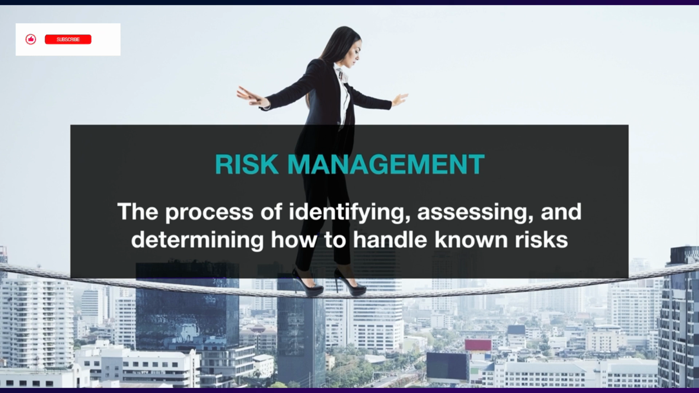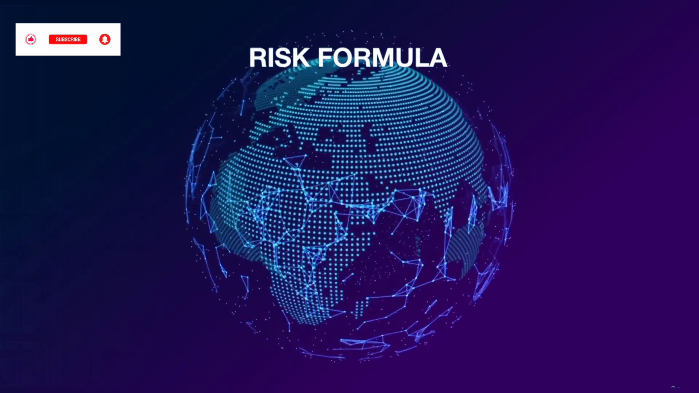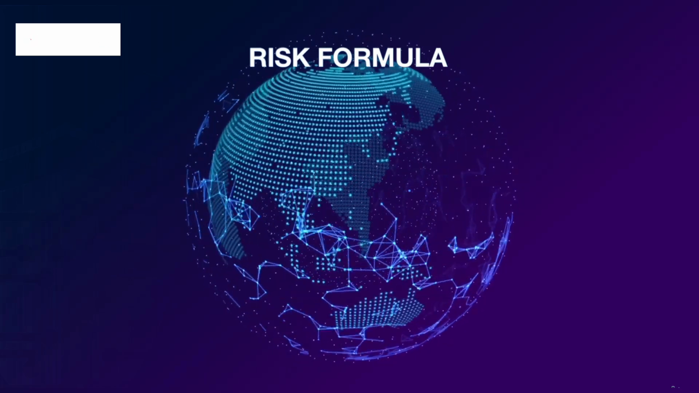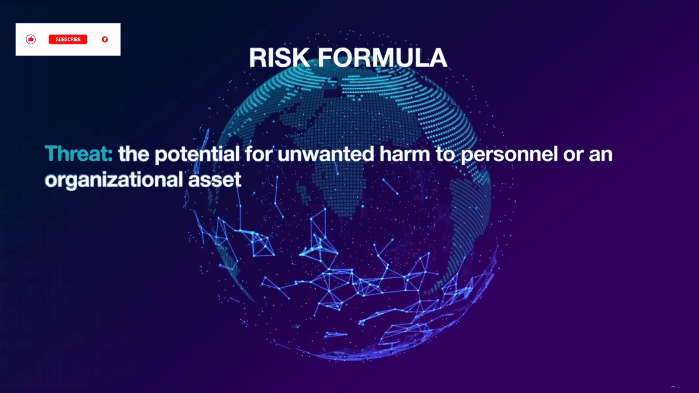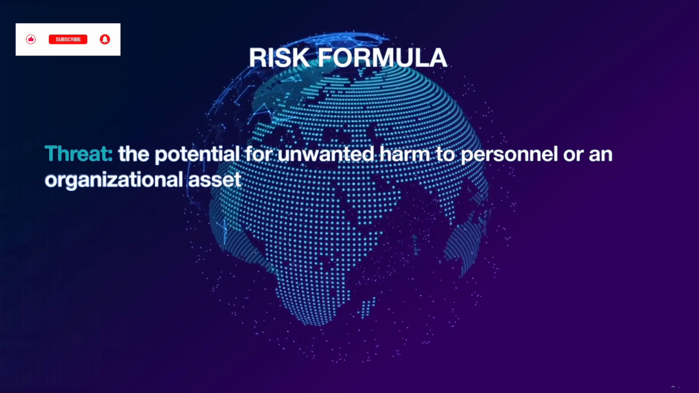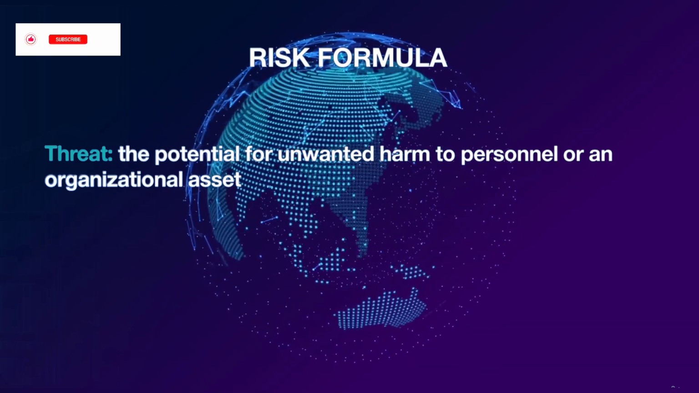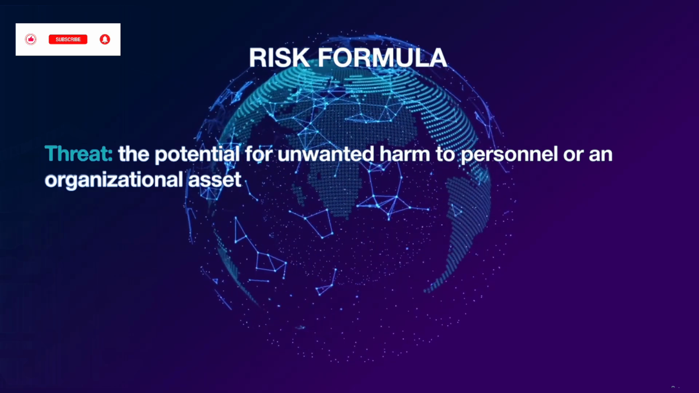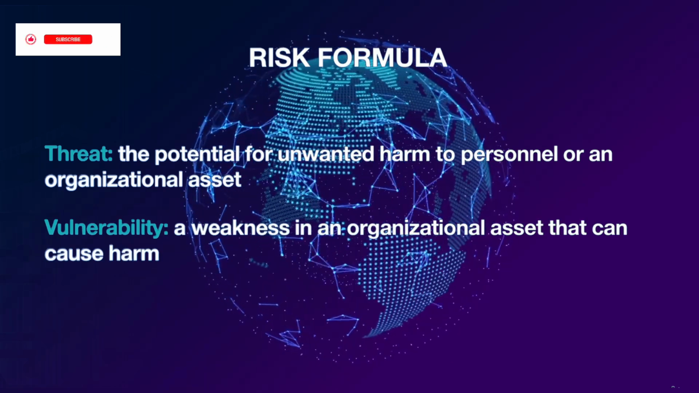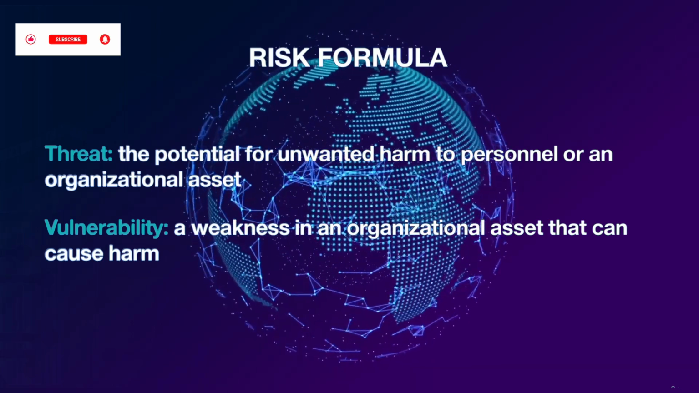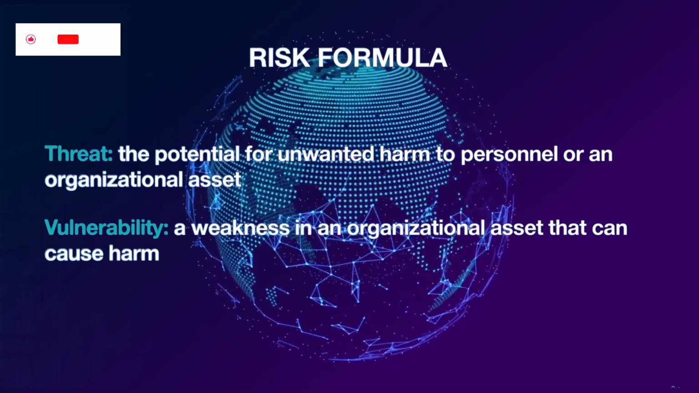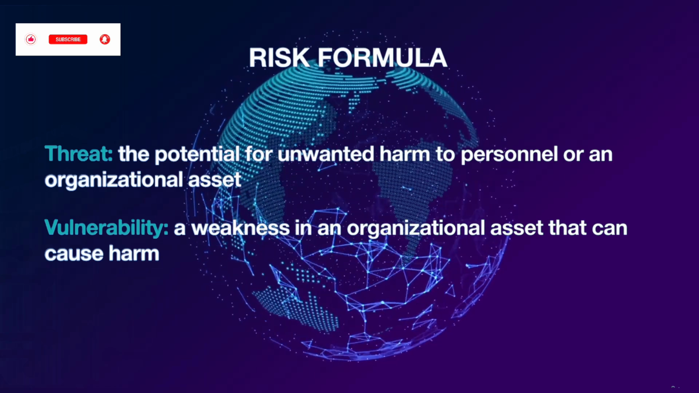So the overall process of risk management is used to develop and implement different strategies when it comes to information security. And the goal is to use these strategies to reduce the risk and support the mission or the business function of the organization. Now, within risk, you have two components. You have the threat and the vulnerability. A threat is a potential for unwanted harm to happen, whether to a person or an asset. It's the potential of unwanted harm. A vulnerability is a weakness or flaw in an organizational asset that can cause harm. And yes, people can have vulnerabilities as well.